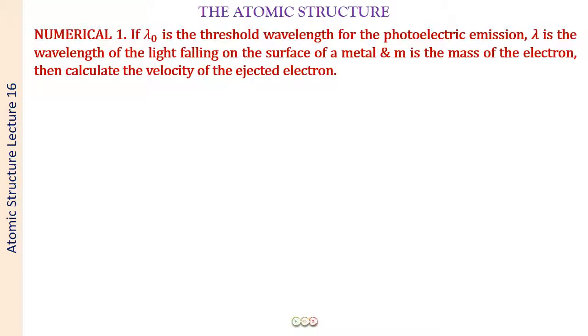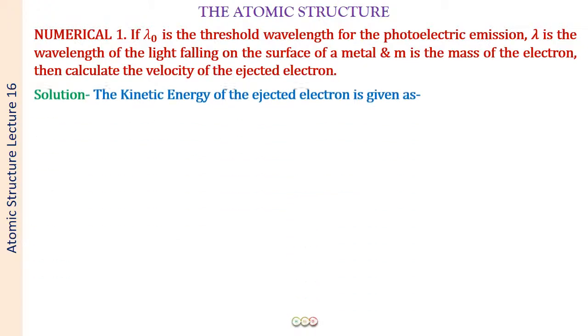So the first question, this is on the photoelectric effect because I wanted to revise this with you again because we have to remember the relation that E is equal to h nu, that is hc by lambda. So we have the first question: if lambda naught is the threshold wavelength for the photoelectric emission, lambda is the wavelength of light falling on the surface of a metal, and m is the mass of electron, then calculate the velocity of the ejected electron.